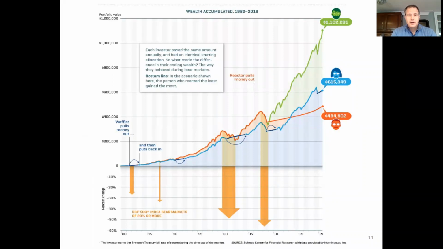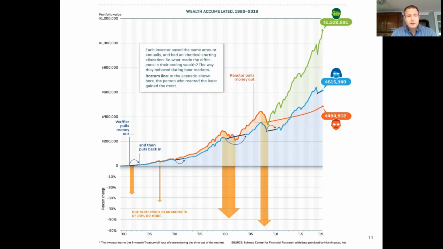Another part about emotional reactions to the market is to look at this sample. So this is looking at 3 investors. The person in the green line was the person who stayed invested the entire time. The person in the blue is what's called a waffler in this situation, and the person in red is called a reactor. This was statistics that came from Morningstar and from Schwab. So this is basically looking back to 1980 from the investments.